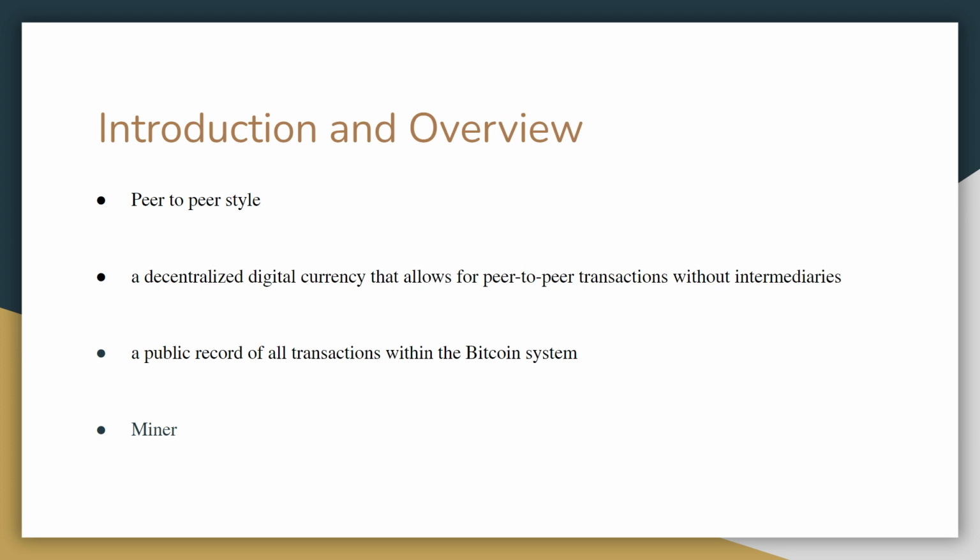Introduction. This paper introduces and provides an overview of Bitcoin, a decentralized digital currency that allows for peer-to-peer transactions without intermediaries. It operates through a network of computers that validate payments and add them to the blockchain, a public record of transactions within the Bitcoin system. The network is incentivized through a process called mining, where nodes compete to validate transactions and earn new Bitcoins. Despite facing challenges and criticisms, Bitcoin remains a popular and innovative use case of blockchain technology.